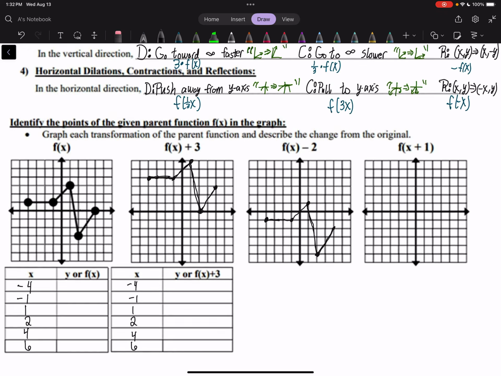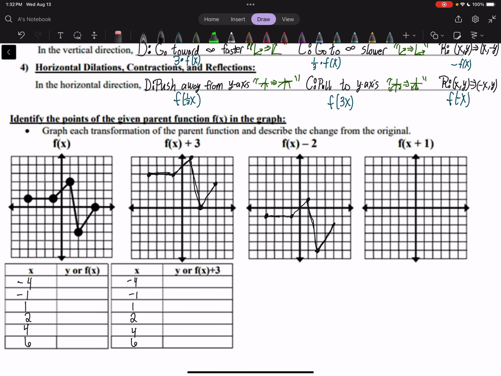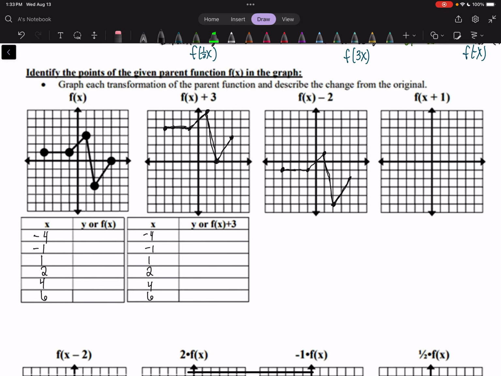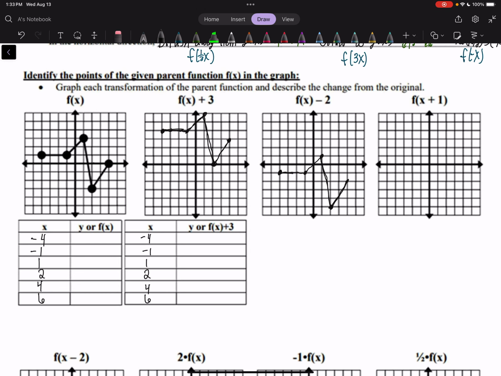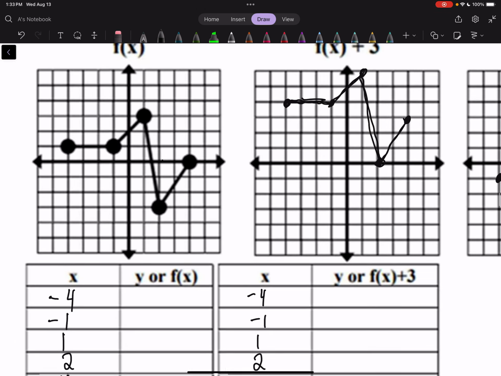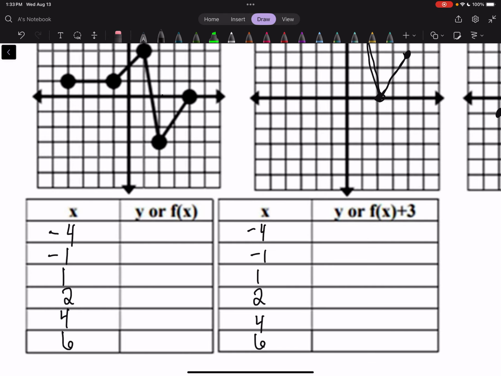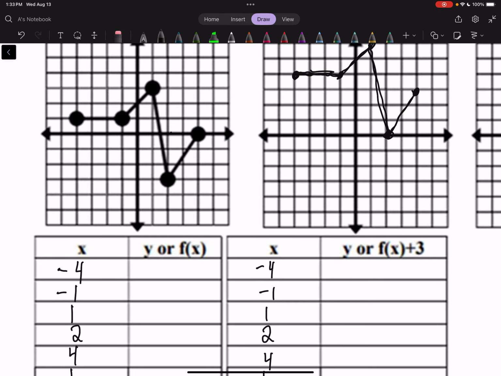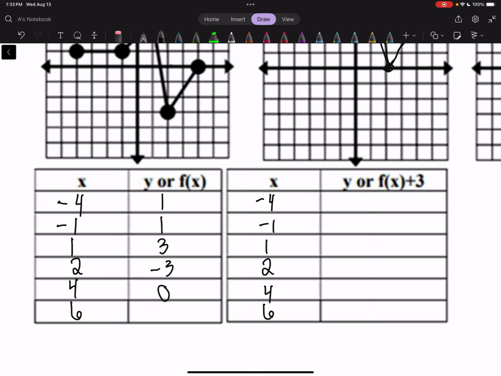All right. Now I'm going to do two of these, and I'm going to let you have time, well, you can pause the video, to do the ones I'm not doing right now and copy them down. For my graph, I'm going to label the points it gave me. So -4 is 1, -1 is 1, 1 is 3, 2 is -3, and 4 is 0. It gave me an extra spot here, so I picked a point that does not exist.